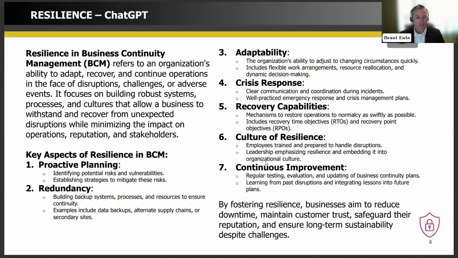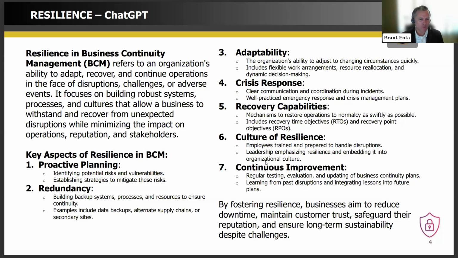So I was wondering, what does ChatGPT say about resilience? So once again, not going to read this verbatim, but really, resilience in business continuity management refers to an organization's ability to adapt, recover, continue operations in the face of disruptions, challenges, or adverse events. It focuses on building robust systems, processes, cultures that allow a business to withstand and recover from unexpected disruptions.